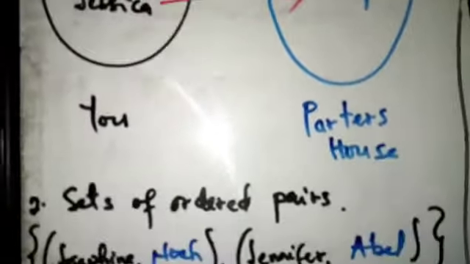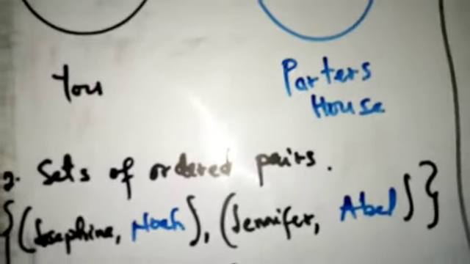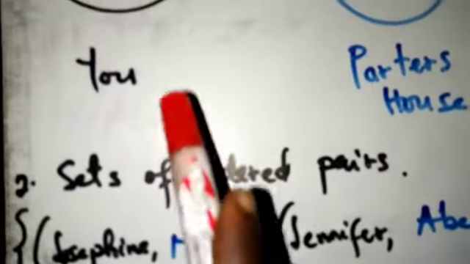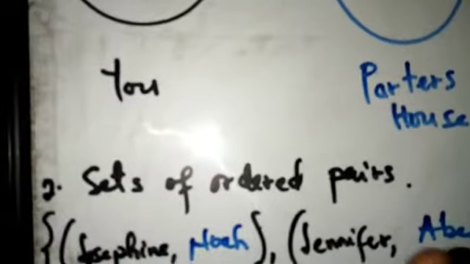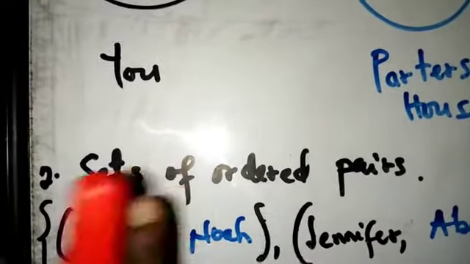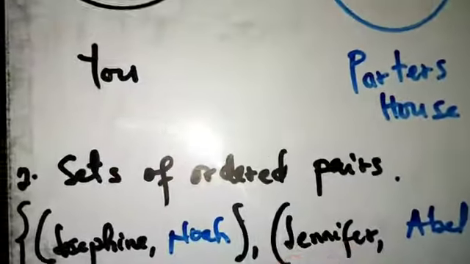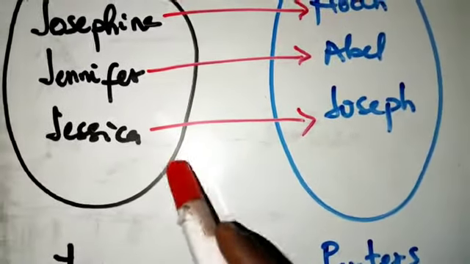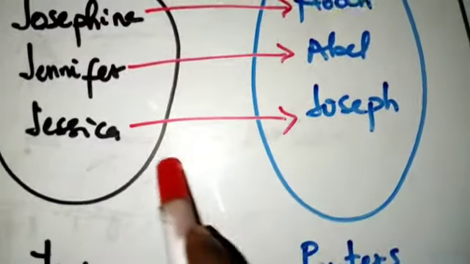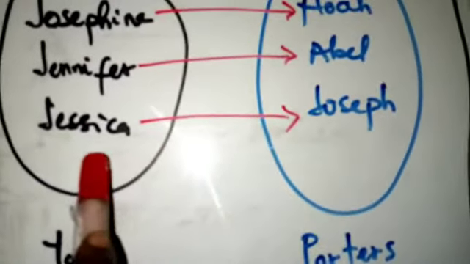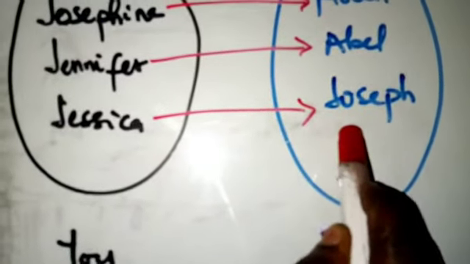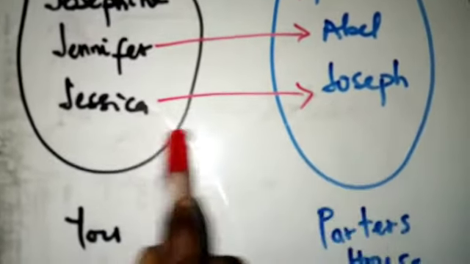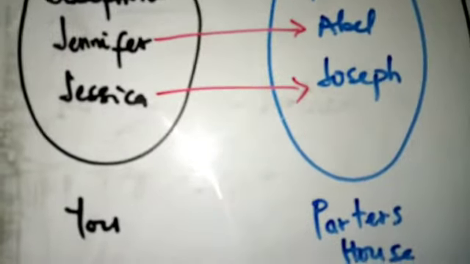And then the second one is you can use a set of ordered pairs. When you say a set of ordered pairs, you and your partner are pairs. You guys are working in pairs. The word ordered here means it must be in order. There's no way Jessica can say that her partner is Abel, it's not possible. According to this, we know that Jessica belongs to Joseph. So that's what we mean by the ordered, the arrangement matters over here.